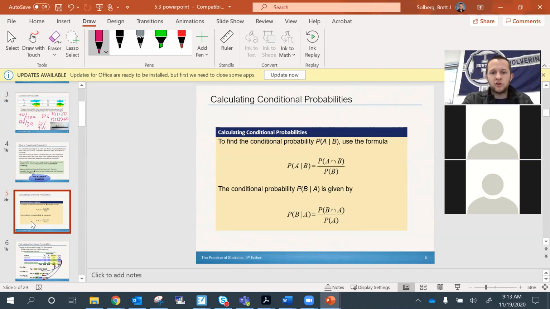So if we see this vertical line, A given B, we can calculate this by taking the probability of A. Now, someone tell me, what does that symbol right here mean? Someone unmute and tell me what that means. Yes, Casey Nash, and, which is our intersection if we're looking at the Venn diagram. So if we want to find the probability of A given B, then we look at the probability of A and B, and we divide it by the probability of B.